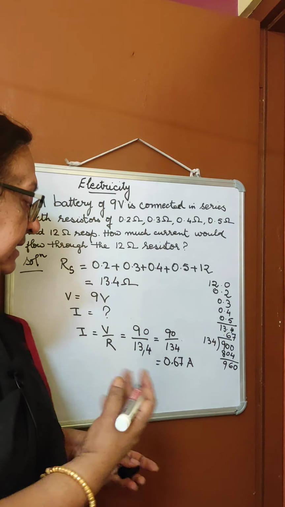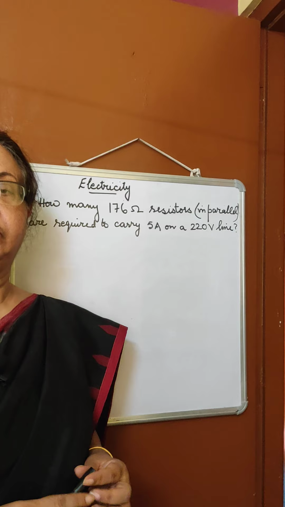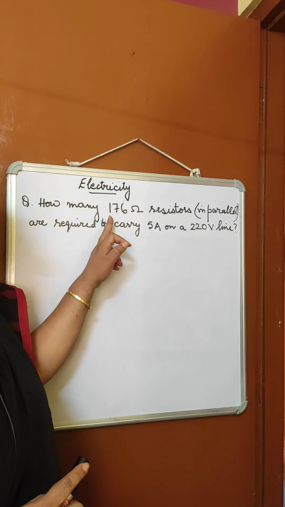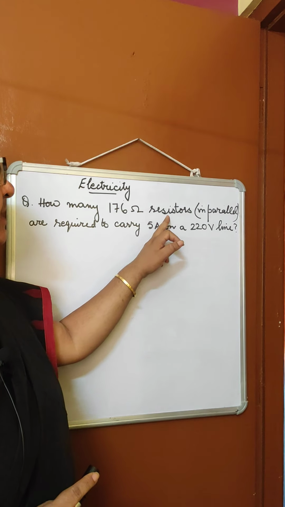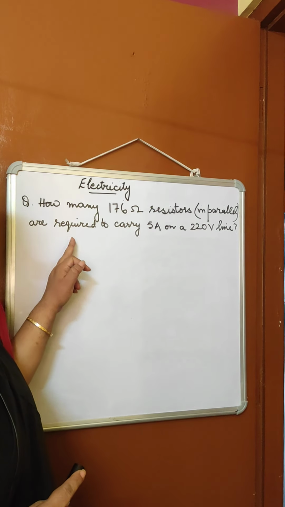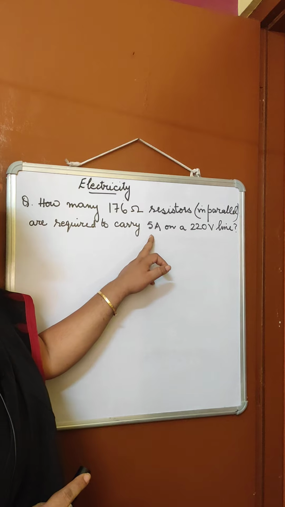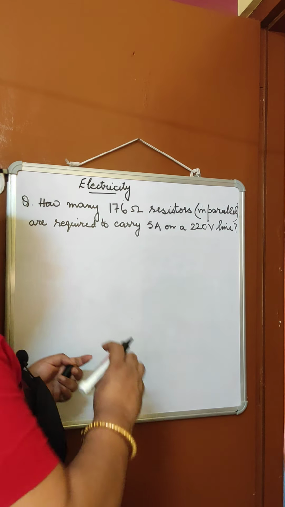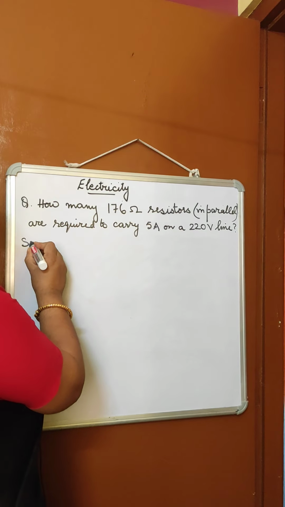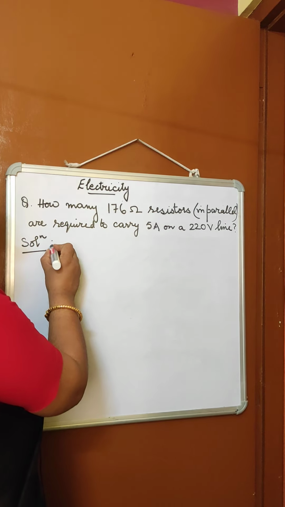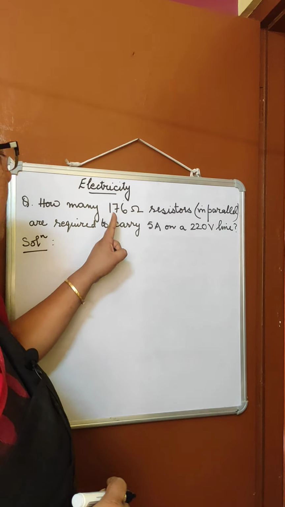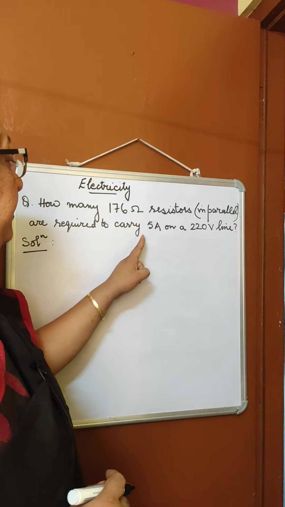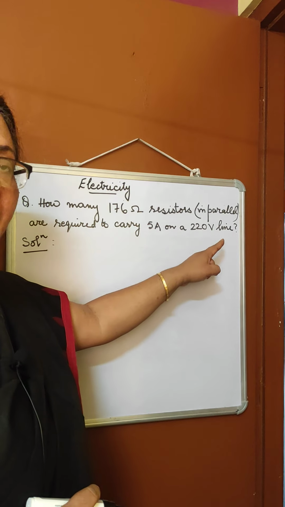Okay, come on, let's see another one. Yes children, the next one. How many 176 ohm resistors in parallel are required to carry 5 amperes on a 220 volt line? Okay, let's see it. How many 176 ohm resistors in parallel are required to carry 5 amperes on a 220 volt line?